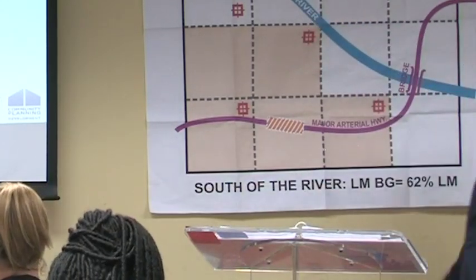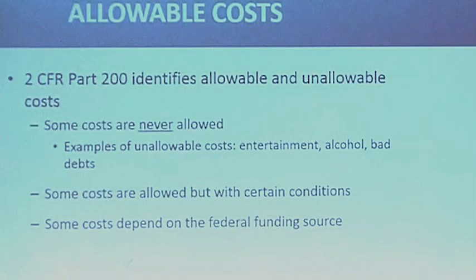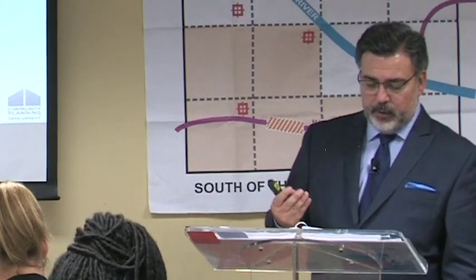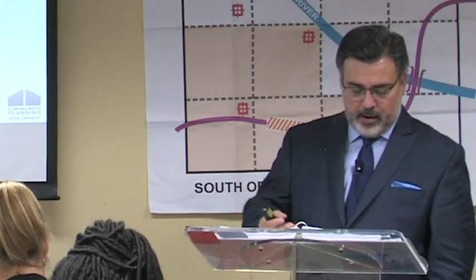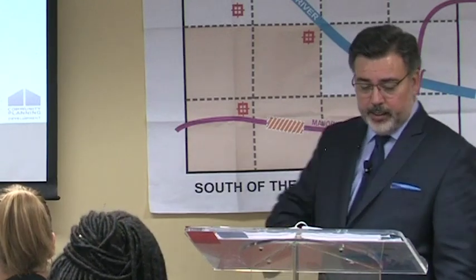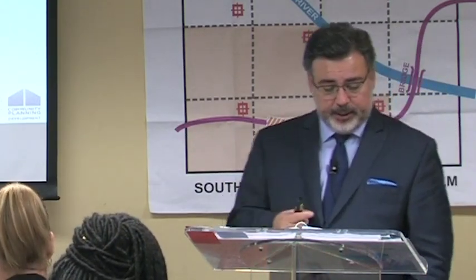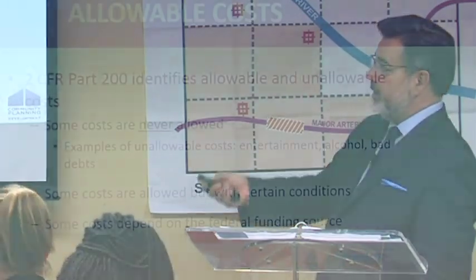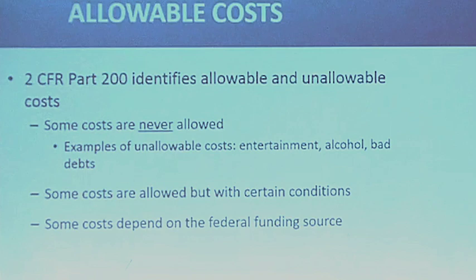Allowable cost. So we talked about reasonableness, now we're talking about allowability. Under 2 CFR Part 225, it identifies what's allowable and what the unallowable costs are. Costs that are never allowed, we're looking at entertainment, alcohol, bad debts. Other costs may be allowed, but depending on conditions of funding sources. This is again the big one, that you're not paying for entertainment costs.